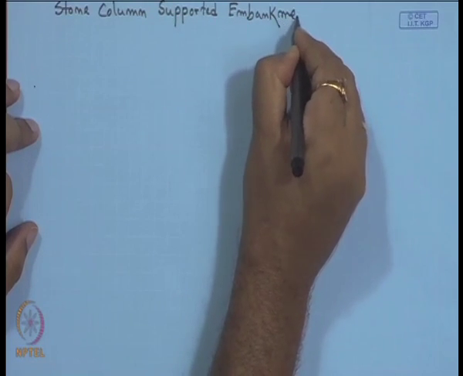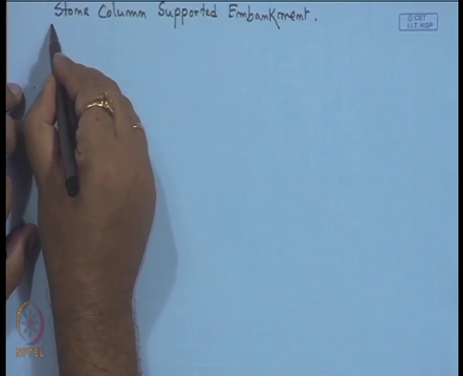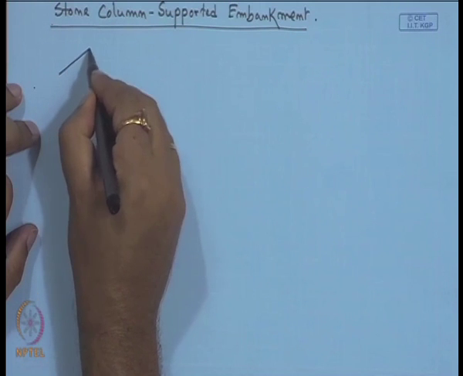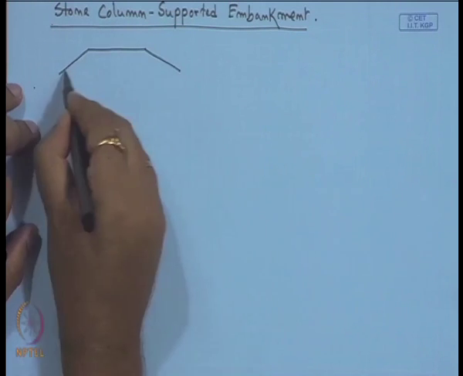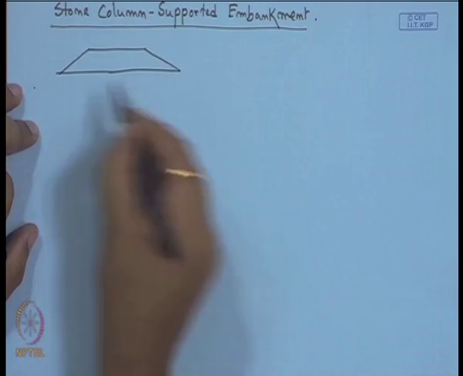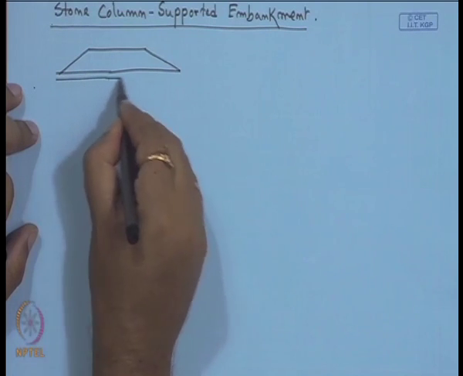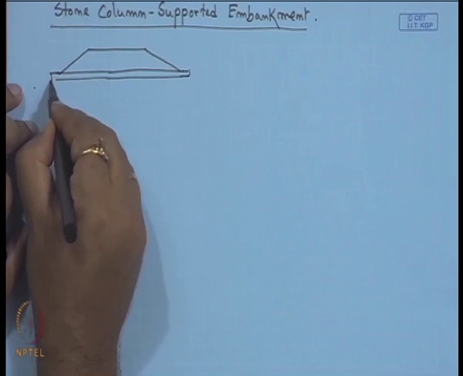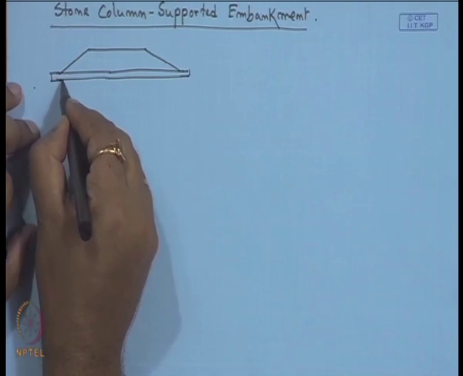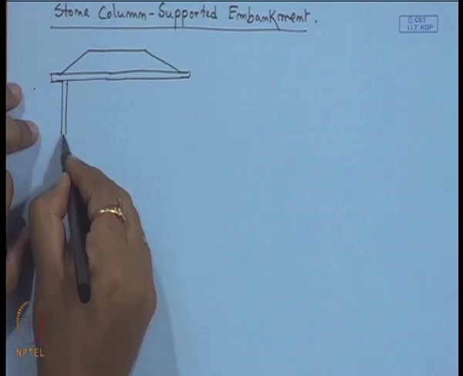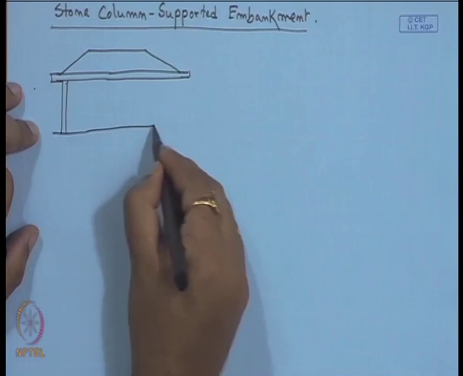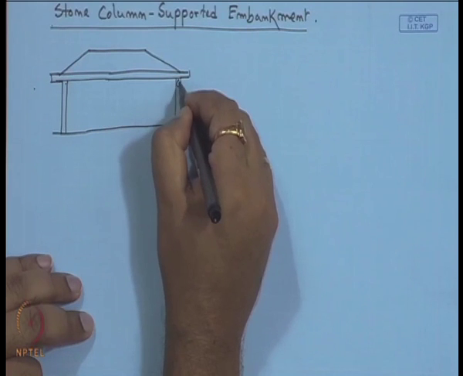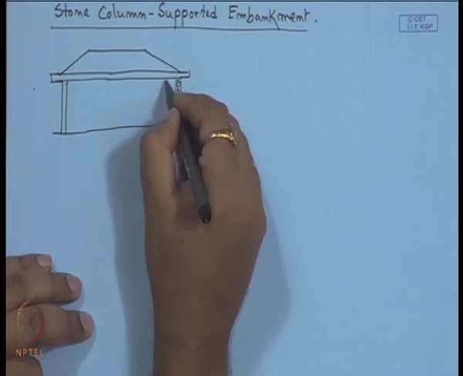If this is the embankment, and this one is resting on a granular layer, and this granular layer is a sand pad or sand cushion, and then this is resting over the stone column improved soft soil. So, these are the stone columns.